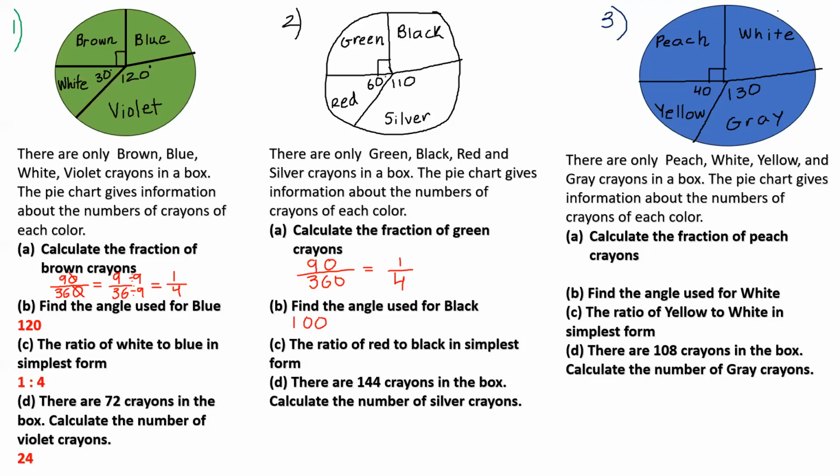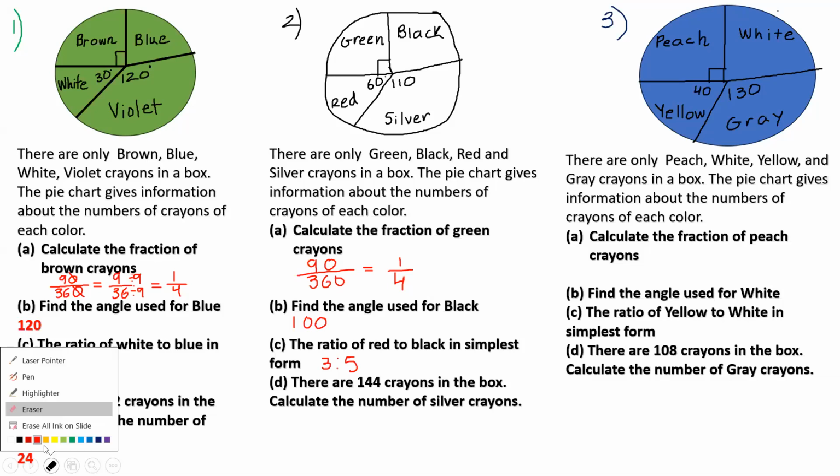Ratio of red to black in simplest form. You have to do 60 to 100, and then cancel out the 0, which leaves you with 6 to 10. When you simplify it by dividing by 2, you get 3 to 5. I agree. The answer is 3 to 5. Anyone else got 3 to 5? I did. Yes, sir. Very good.